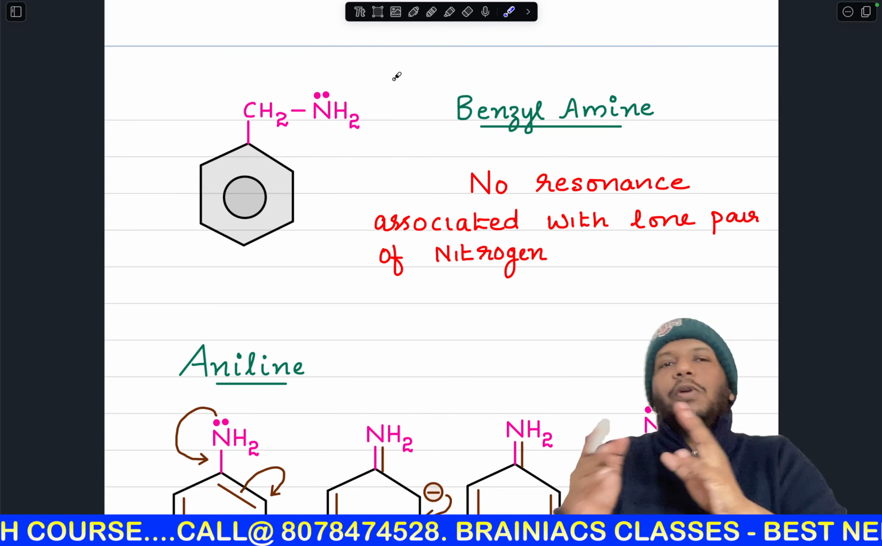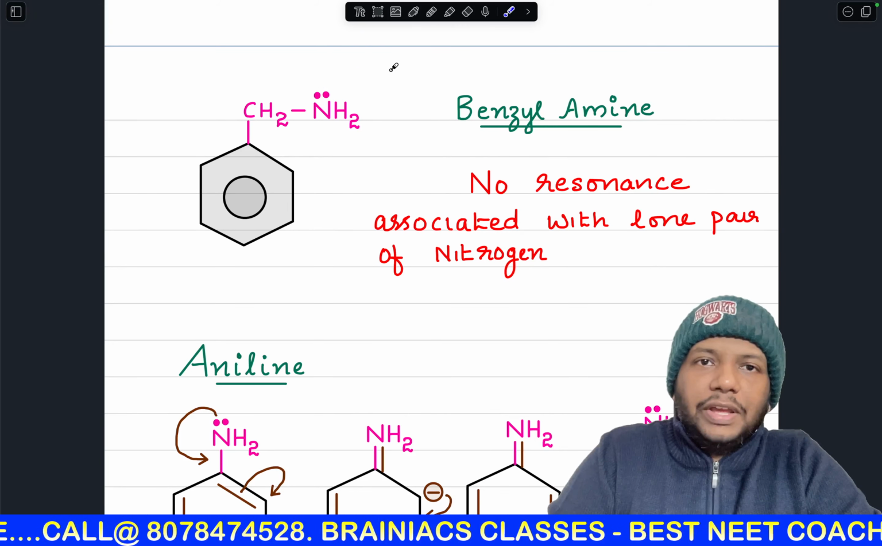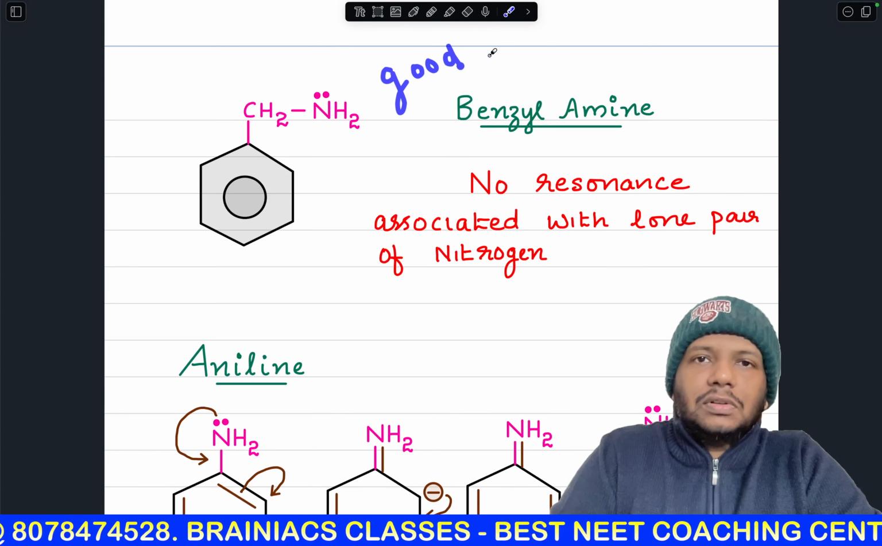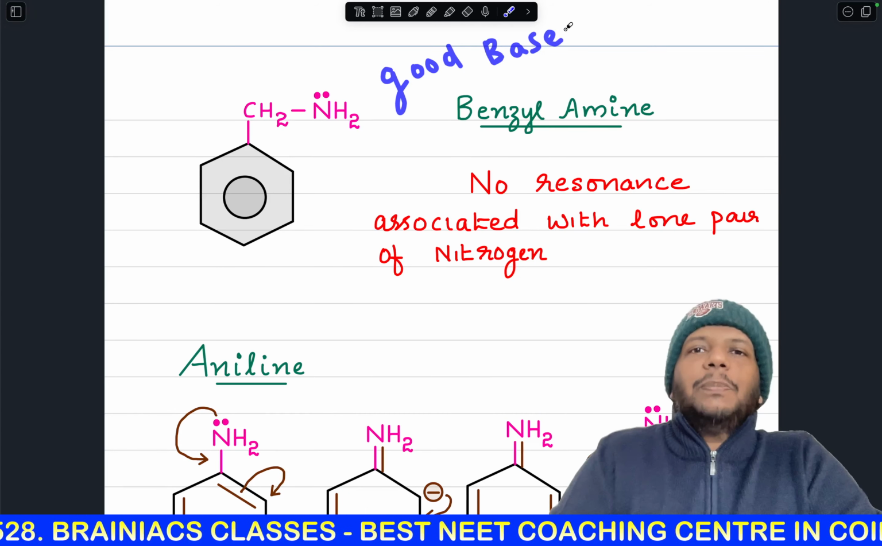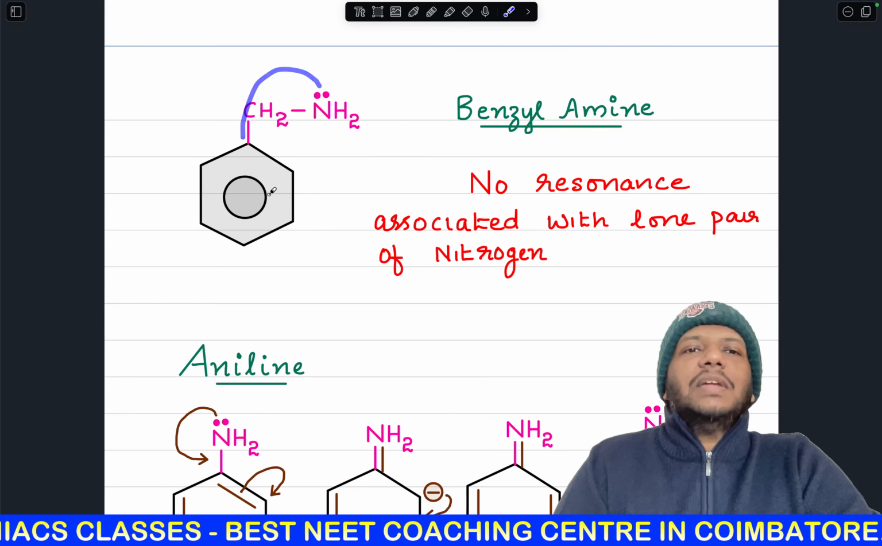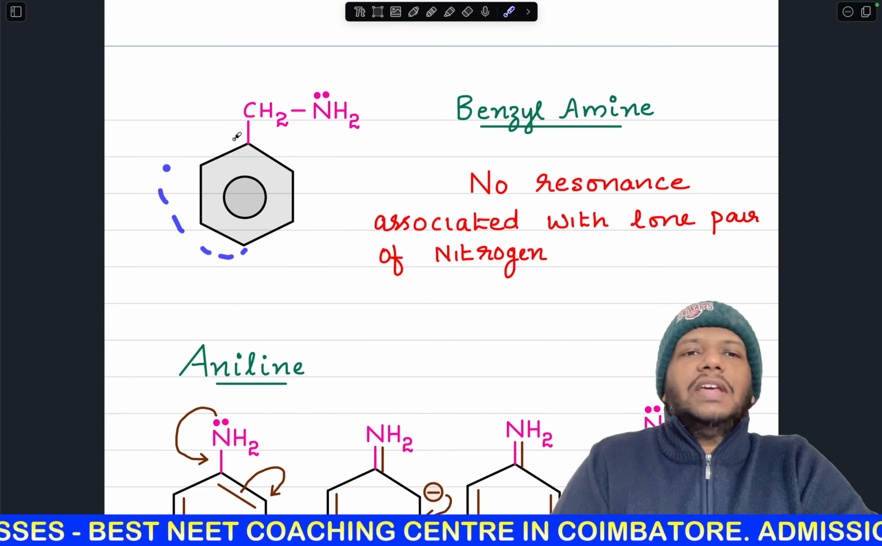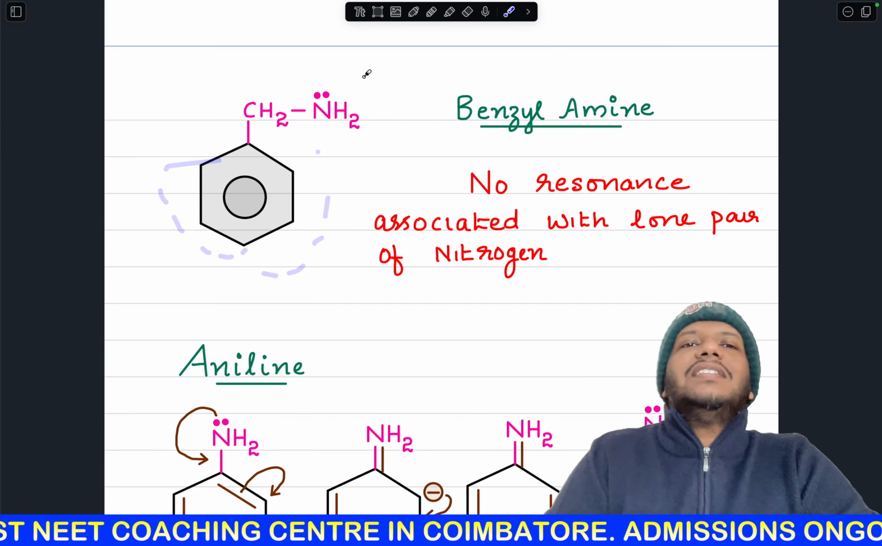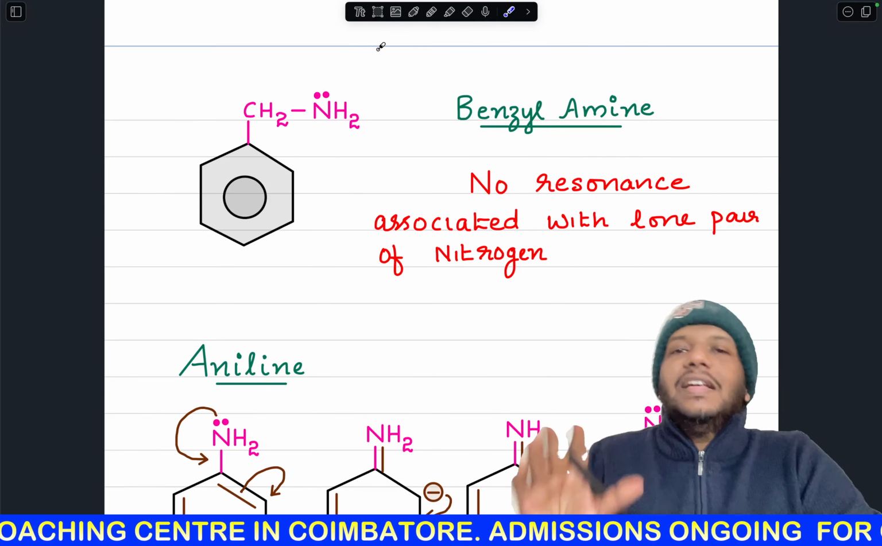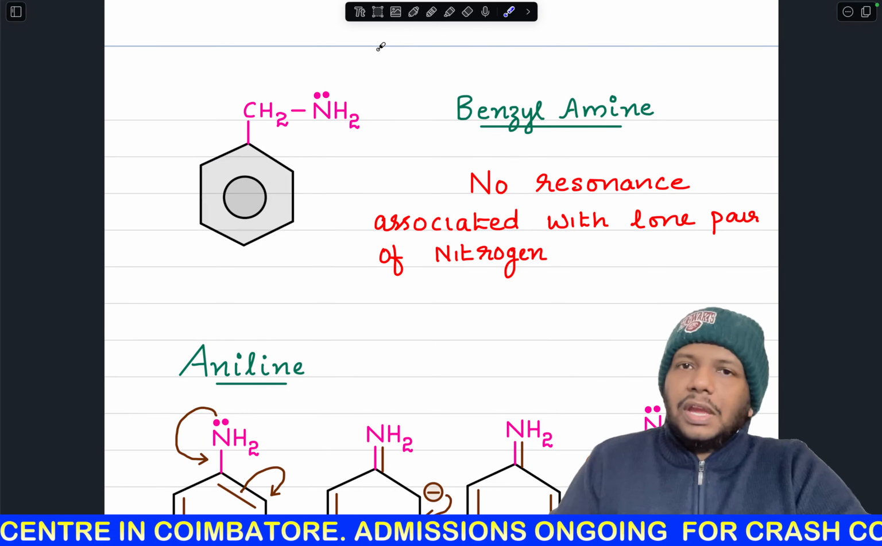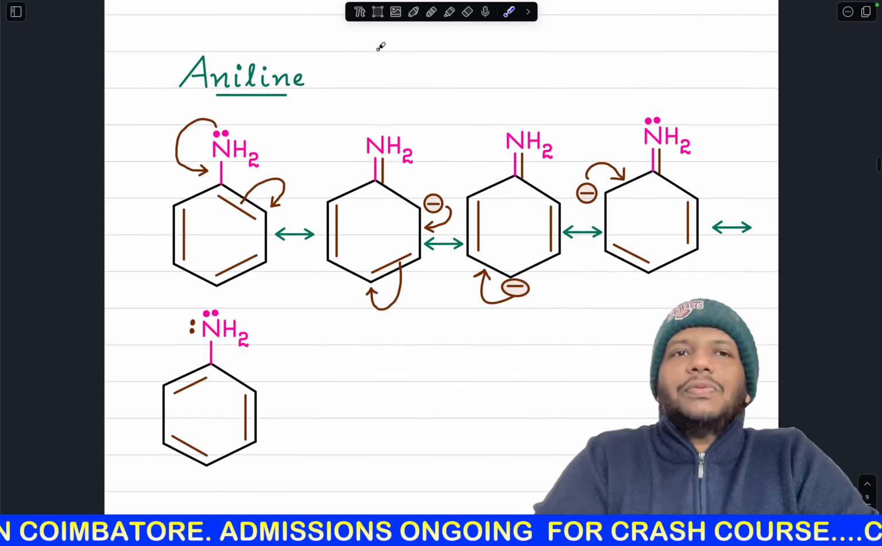Somebody who is capable of donating the electron pair is called a good base. Suppose this is entering into resonance, that means it will keep on delocalizing at different positions. Then this is not available for donation. Then it is a bad base. Okay. Now let's see the structure of aniline, sir.